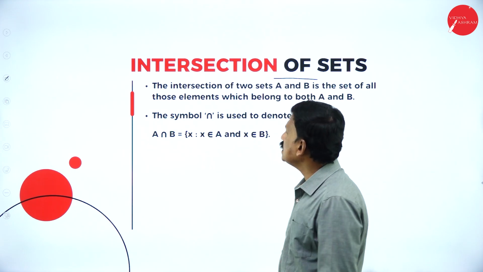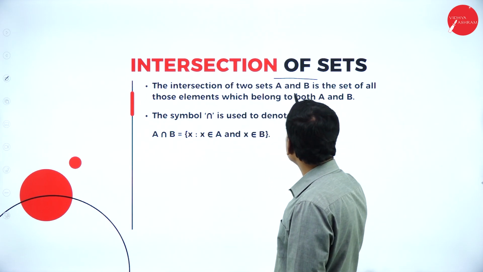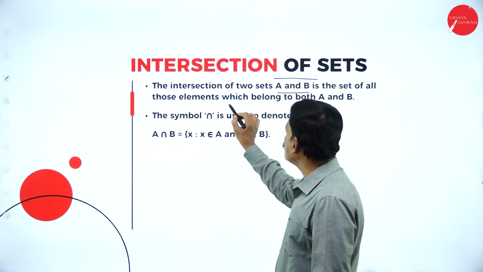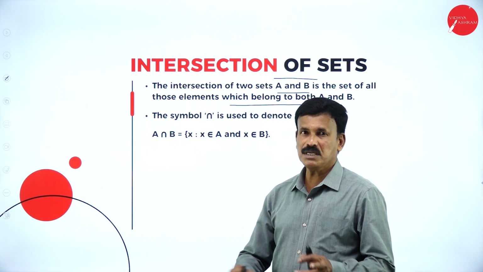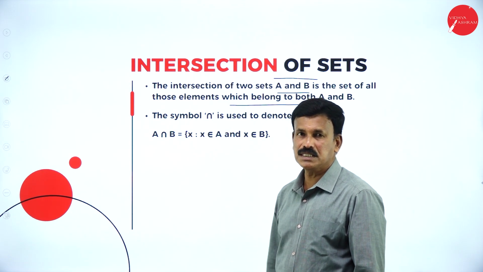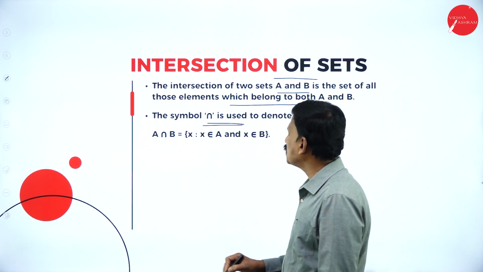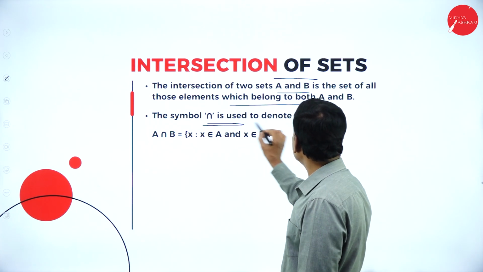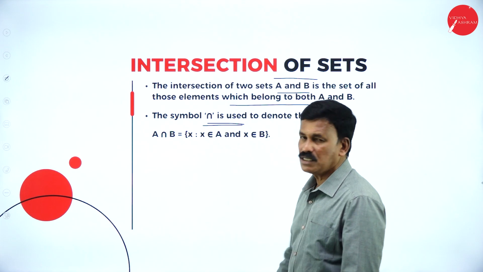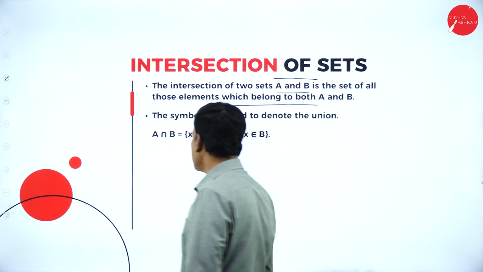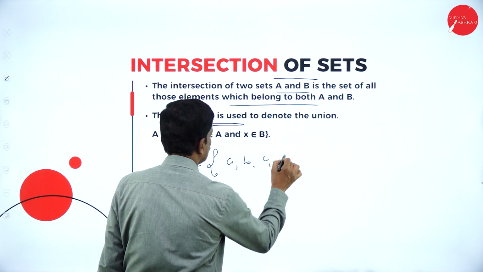The next operation is intersection of sets. The intersection of two sets A and B is the set of all those elements which belong to both A and B. That is the common elements. Symbolically it is denoted by the reverse U symbol: A intersection B is nothing but the set of x such that x belongs to A and x belongs to B.